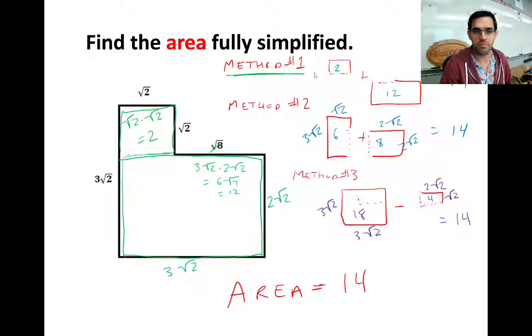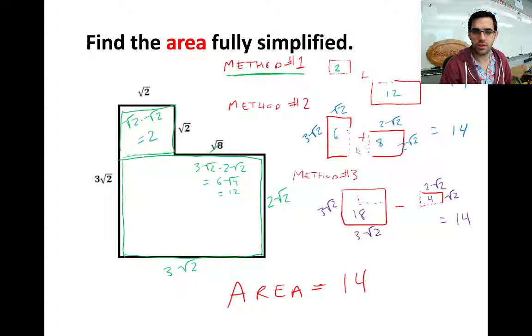So if we do it that way, method 1, we have root 2 times root 2 is root 4, or just 2. And then the bottom piece is going to be 2 root 2 times 3 root 2. So 3 times 2 is 6, root 2 times root 2 is root 4, or just 2. So really this is 6 times 2, which is 12. So 2 plus 12, add those two areas together, we get the area of the total shape.